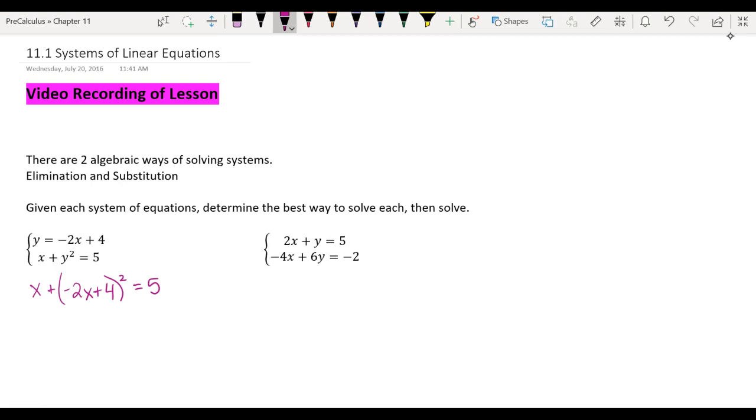Does everyone understand why it's squared? So now we need to square this. When you square it, it means that you have two of them, and you have to multiply that out. Negative 2x times negative 2x is a positive 4x squared. Negative 2 times negative 4 is negative 8x. 4 times negative 2 is negative 8x. 4 times 4 is 16. And that would equal 5.